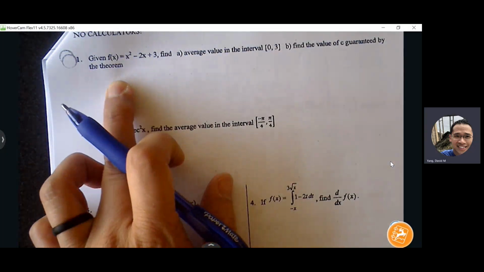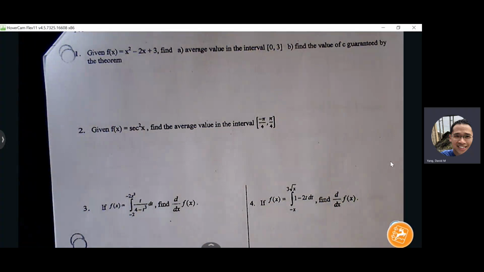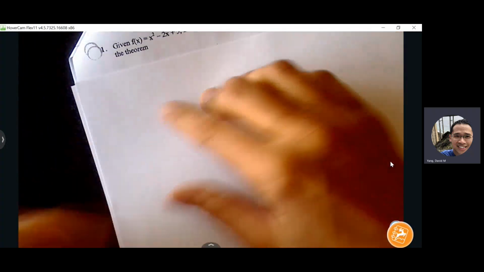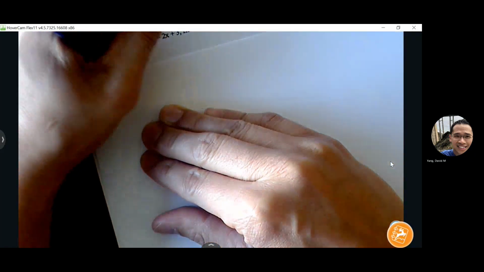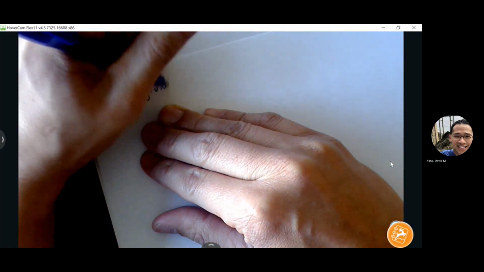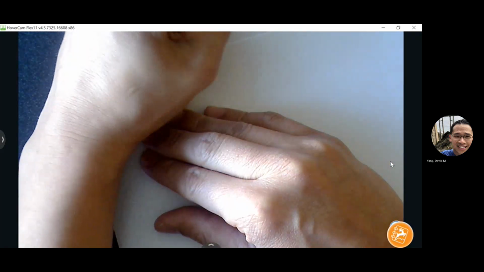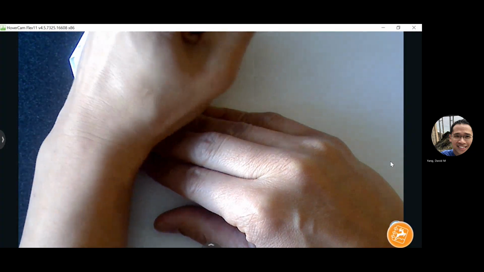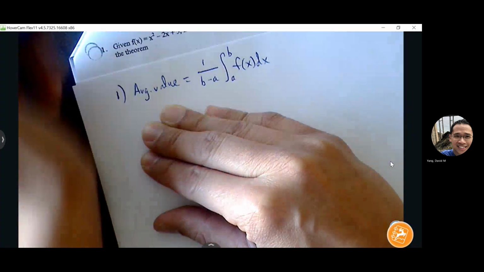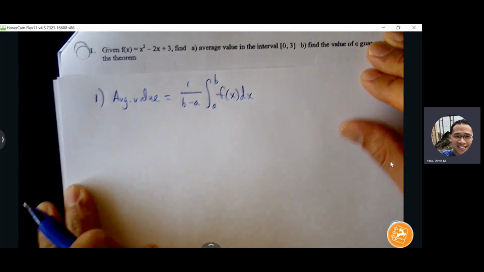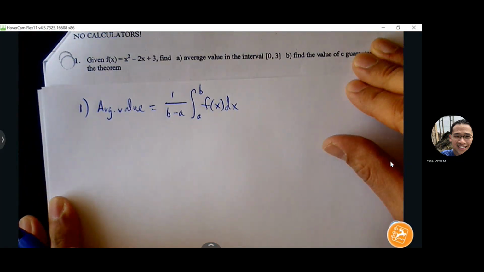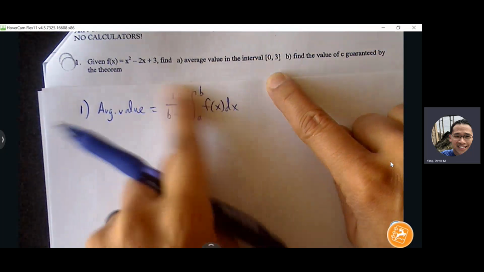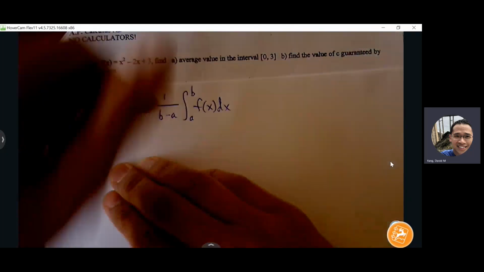Okay, number 1, it says, given our function is x squared minus 2x plus 3, find the average value. So this is hinting that we want to use average value theorem. What are our a and b values? 0 and 3, right? So just put everything in, you have your function. Let's just set everything up.